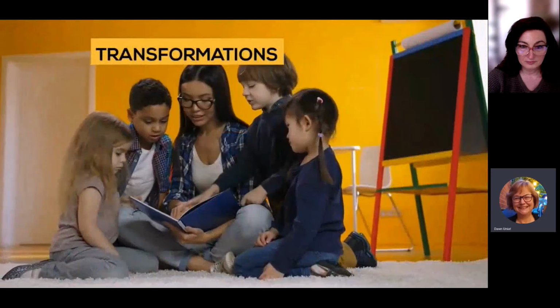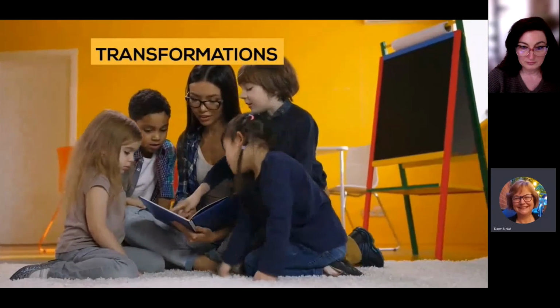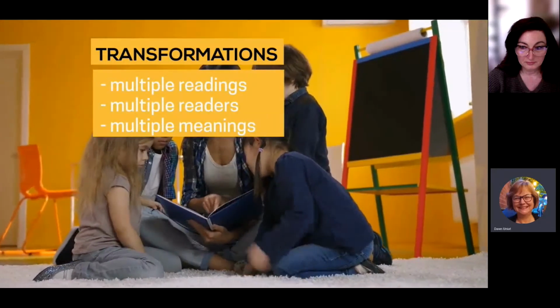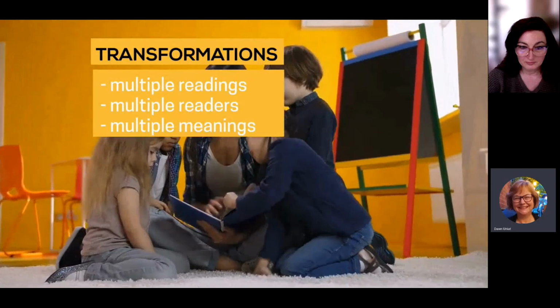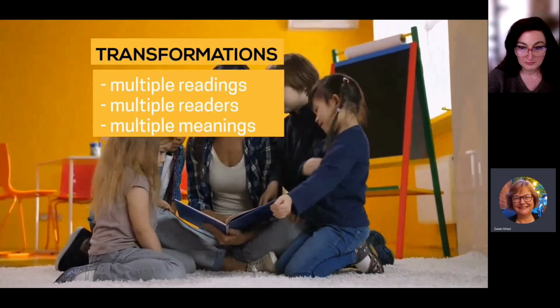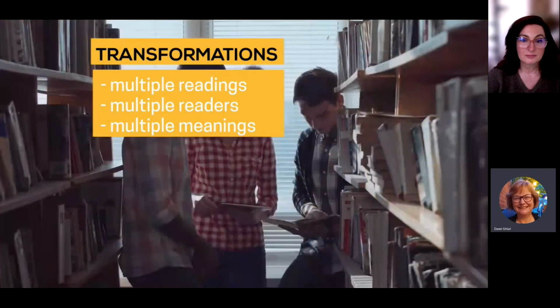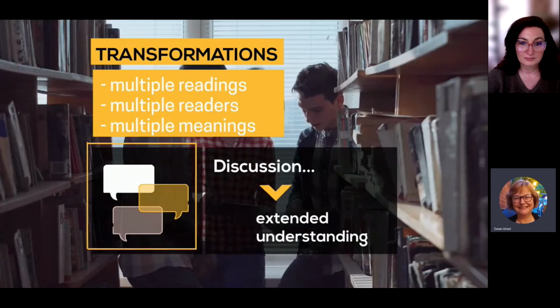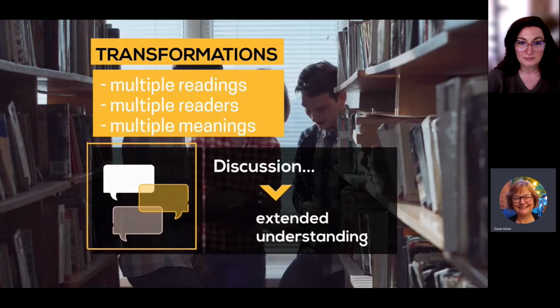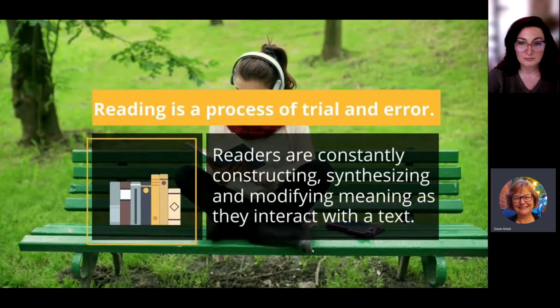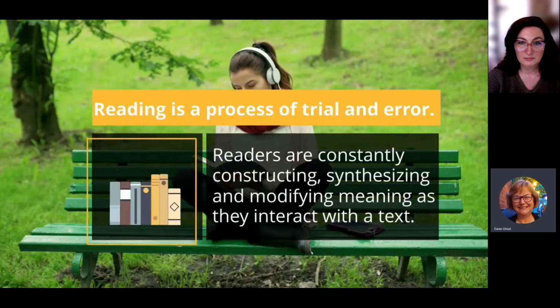As we read, a text may undergo a series of transformations. An initial reading may not elicit the same ideas and reactions as multiple readings. Interpretations of a text can vary from one reader to another, and comparison of interpretations through discussion can produce multiple meanings. Discussion can lead to extended understanding and the possibility that the same text may hold different meanings for different readers. Reading is a process of trial and error. Readers are constantly constructing, synthesizing, and modifying meaning as they interact with a text.